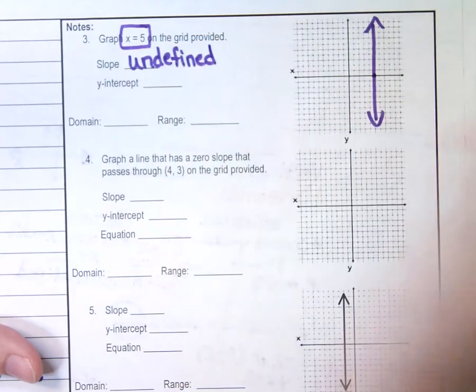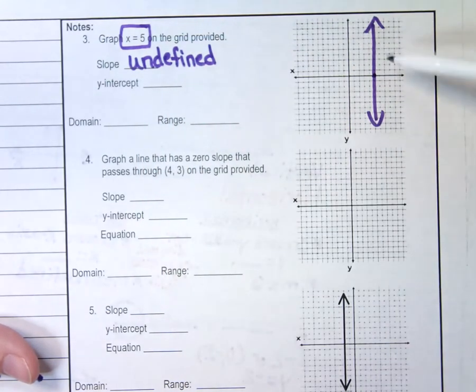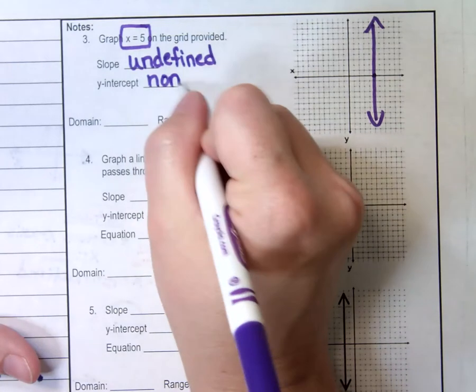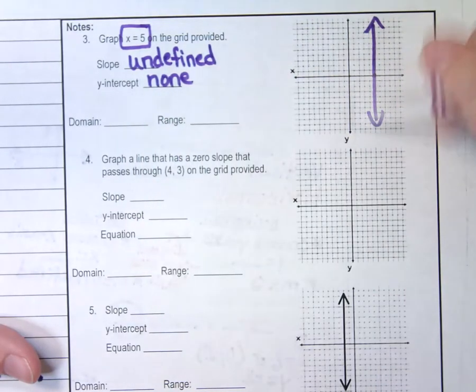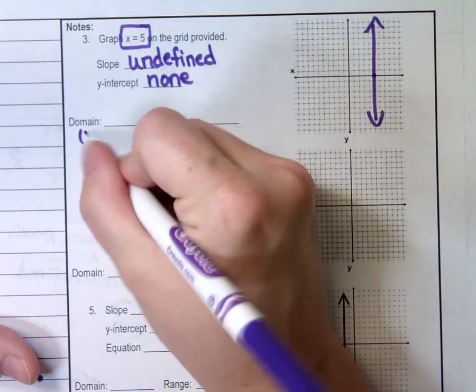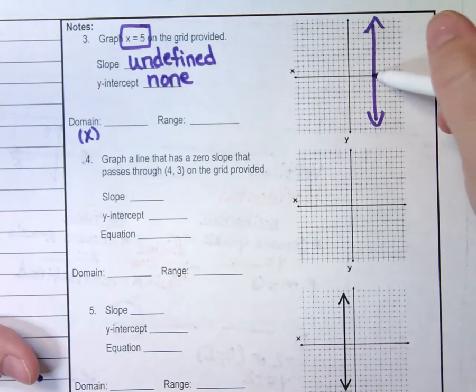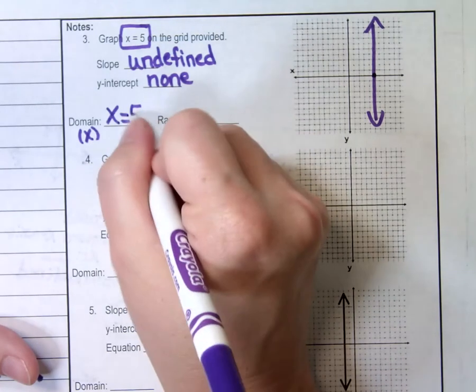What would you tell me the y-intercept is? None. That's because it never touches or crosses the y-axis. Okay, how about domain? What do you think? Your domain are your x's. What's happening? The only x value we have is 5. There's nothing farther left. There's nothing farther right. So our domain is just x is 5.